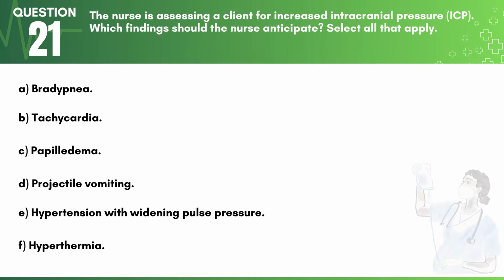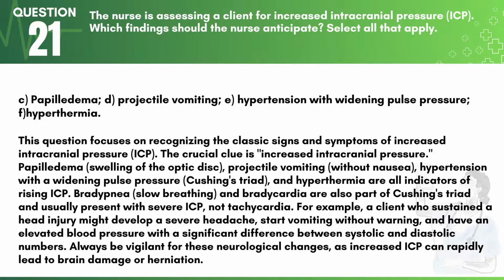Question 21. The nurse is assessing a client for increased intracranial pressure, ICP. Which findings should the nurse anticipate? Select all that apply. A. Bradypnea. B. Tachycardia. C. Papilledema. D. Projectile vomiting. E. Hypertension with widening pulse pressure. F. Hyperthermia. Answer: papilledema, projectile vomiting, hypertension with widening pulse pressure, hyperthermia.